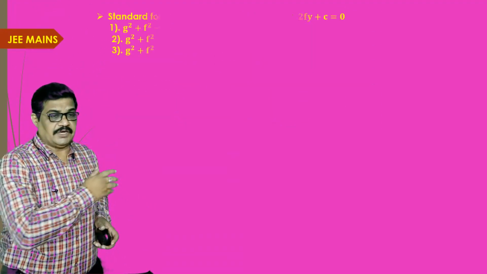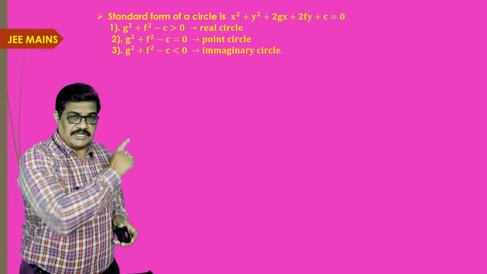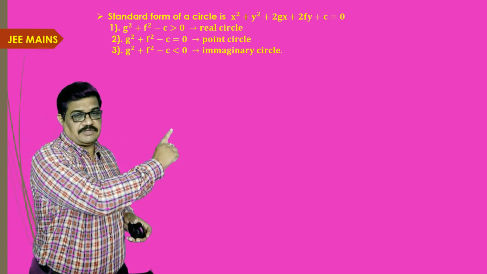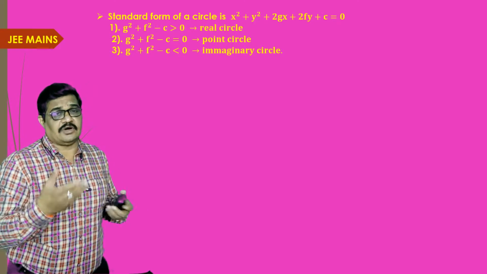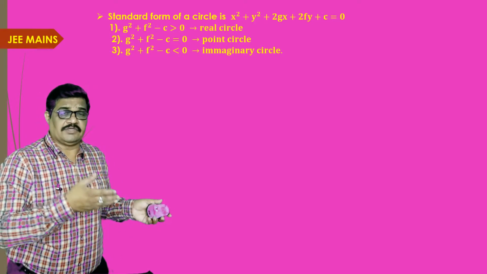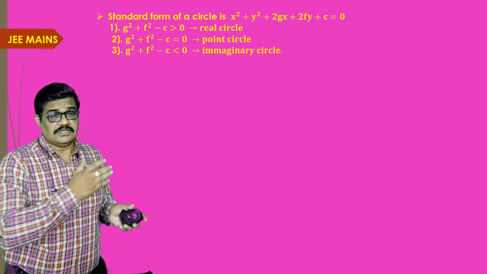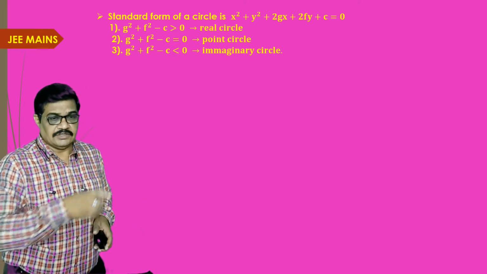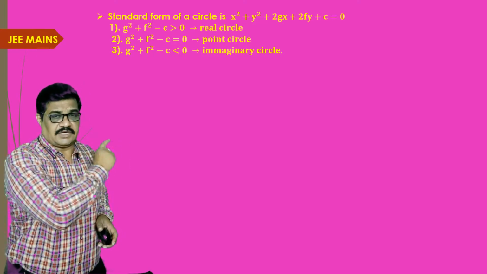Next, see that the standard form of a circle is x square plus y square plus 2gx plus 2fy plus c is equal to 0. Sometimes it is called the general equation of a circle. Sometimes it is also called the standard form of the circle. So these are the cases.